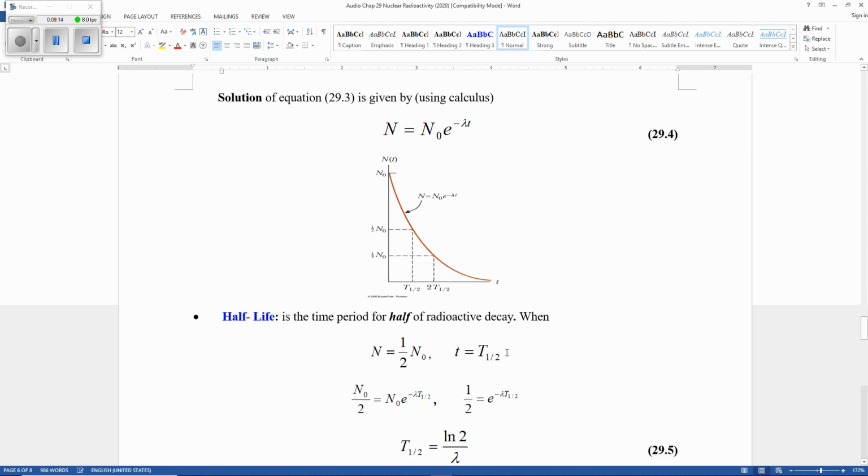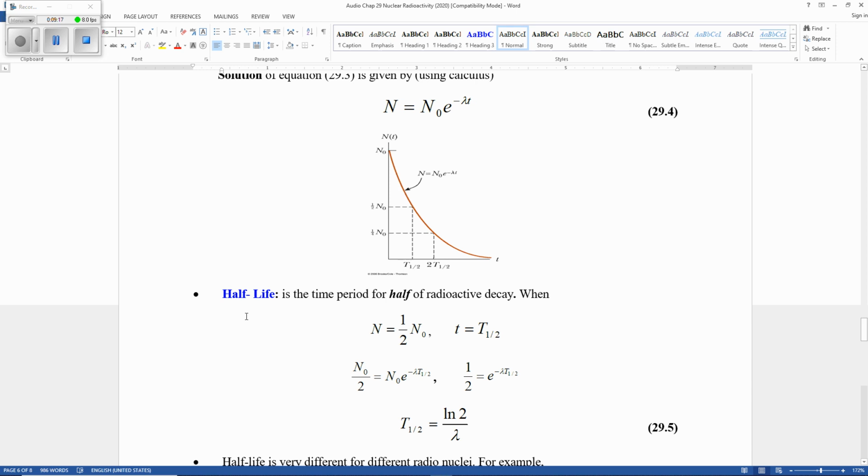So now we have a very important concept we call the half-life. What is half-life? The half-life is the time it takes for the initial number to be reduced to half. When the number is reduced to half, from the initial number to half the initial, the corresponding time is what we call the half-life.